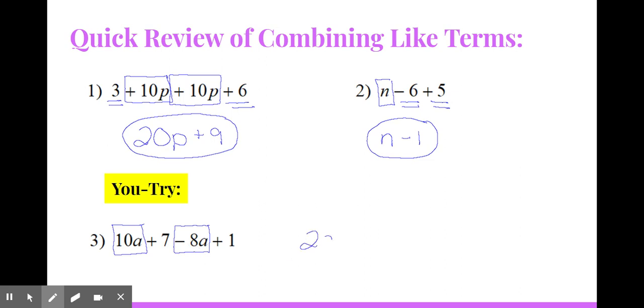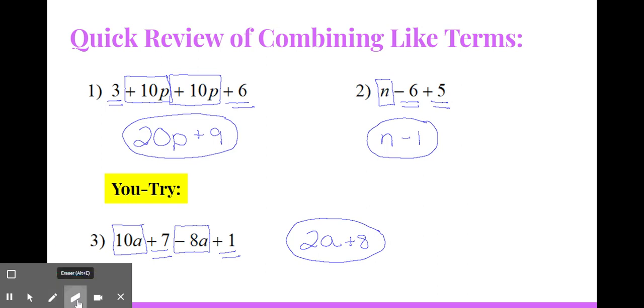That makes 2a. The second term I see is this positive 7. What is the like term that matches with positive 7? Positive 1. So again, I combine 7 plus 1 makes a positive 8. My final answer is an expression because 2a and 8 cannot be combined.